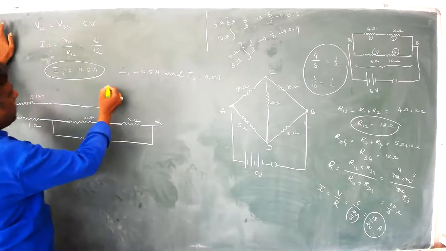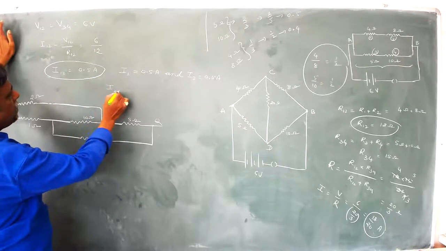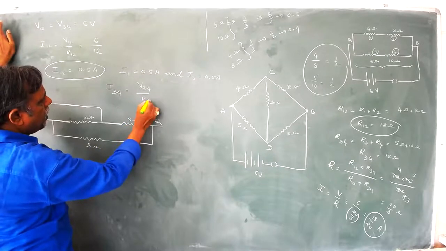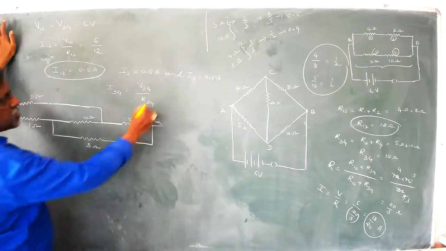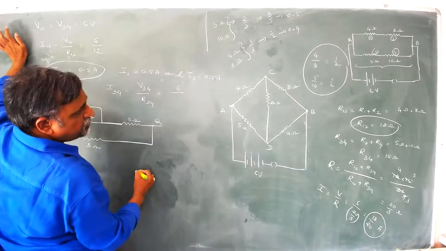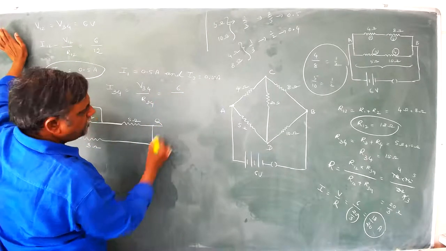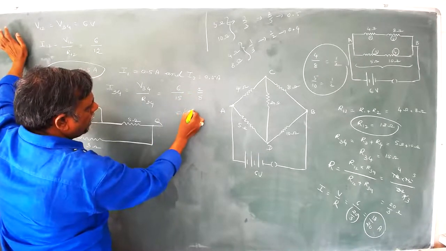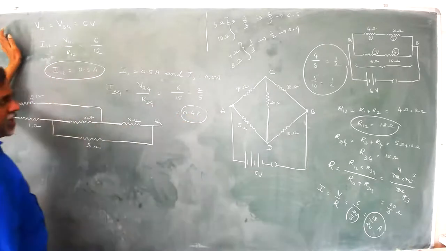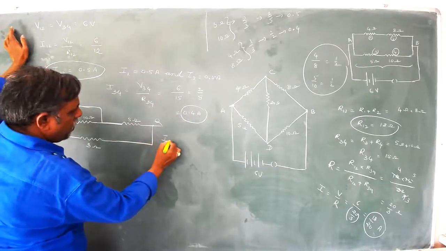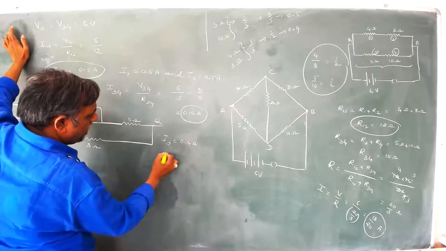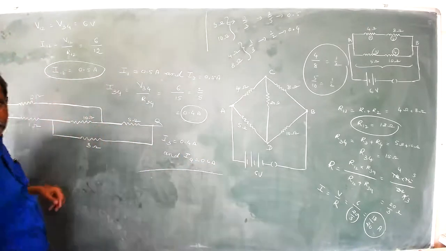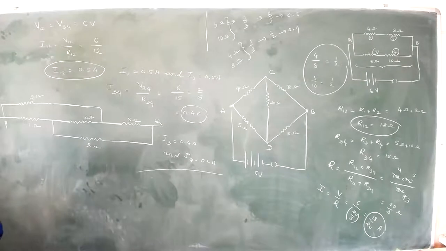Now coming to 3-4, I34 is V34 divided by R34. V34 is 6, R34 is 15. So this becomes 2 by 5, 0.4 ampere. Since 3 and 4 are connected in series combination, I3 is equal to 0.4 ampere and I4 is also equal to 0.4 ampere. Understood?